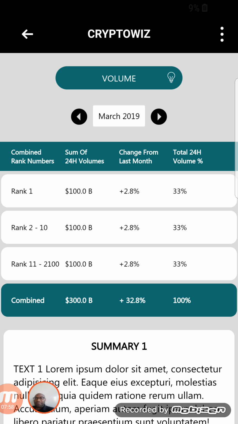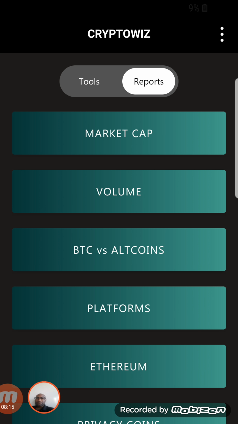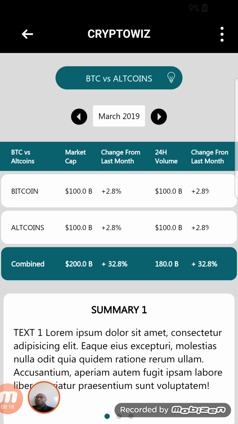We look at how many people are buying and selling the most from these 3 sections, and which of these 3 categories has increased the most over the last month. So it's the same as market cap, but instead of focusing on market cap, we just look at the volume. Then we go look at Bitcoin and altcoin, and this is similar to the first 2. It's kind of like a combination of the first 2.